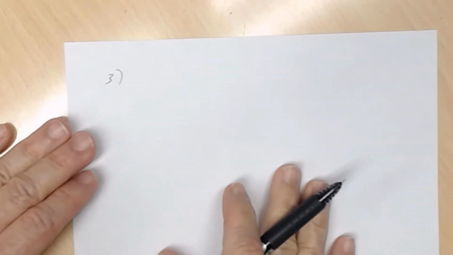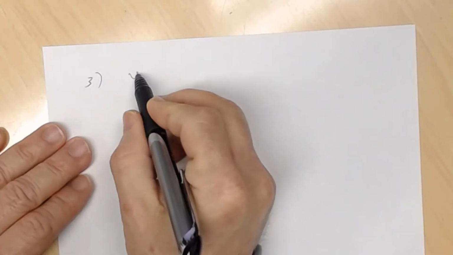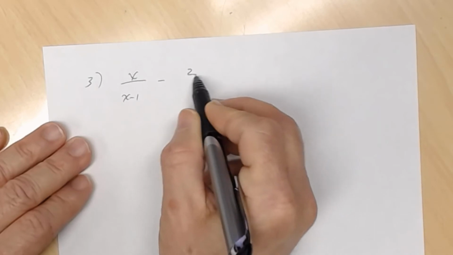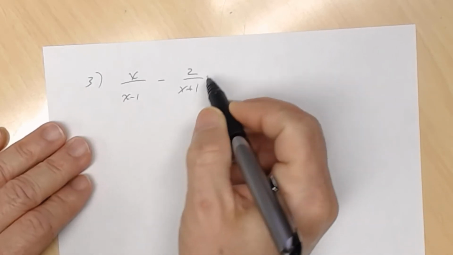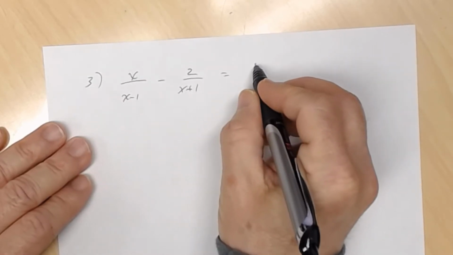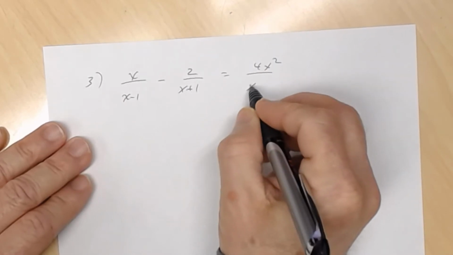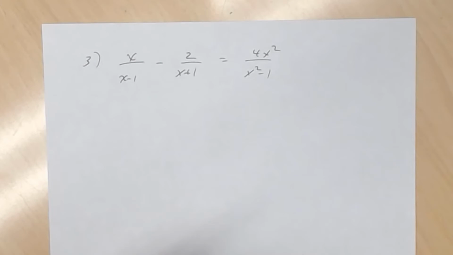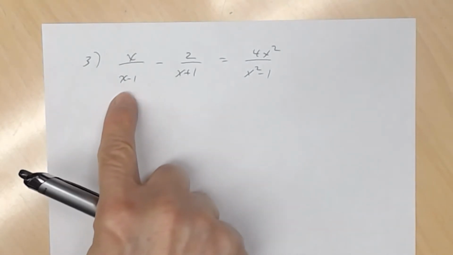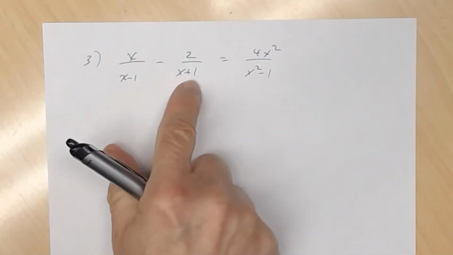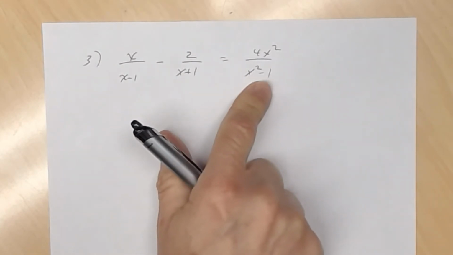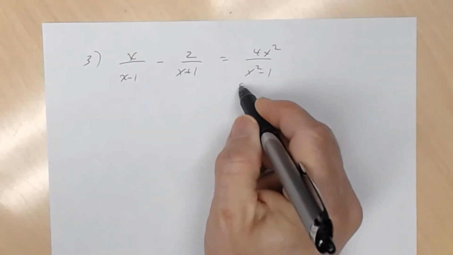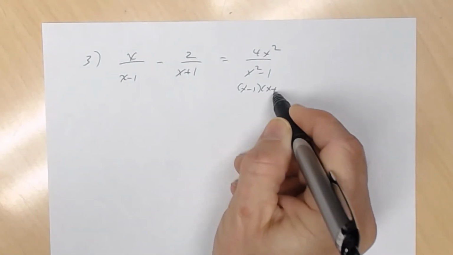Okay, number 3, let's suppose you had x divided by x minus 1 minus 2 divided by x plus 1 equal 4x squared divided by x squared minus 1. Okay? All right, so the first thing we got to do, remember, is to factor the denominators. Can I factor x minus 1? Nope. Can I factor x plus 1? Nope. Can I factor x squared minus 1? Yes. That's a difference of 2 squares. So I get x minus 1, x plus 1.